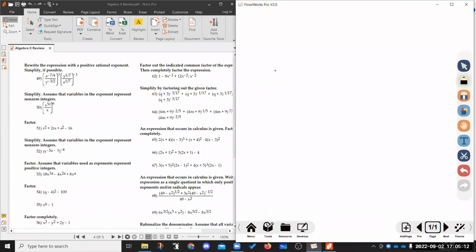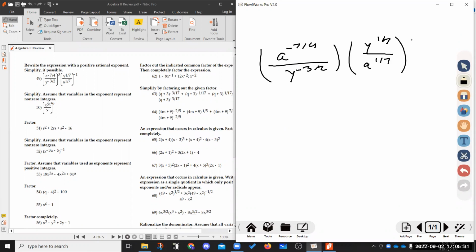Number 49. A to the negative 7/4 over y to the negative 3/2 times y to the 1/7 over a to the 1/7. And that last fraction has an exponent of -1, and the first fraction has an exponent of 3. So this is going to be a to the negative 21 over 4, y to the negative 9 over 2 times y to the negative 1 over 7, a to the negative 1 over 7.